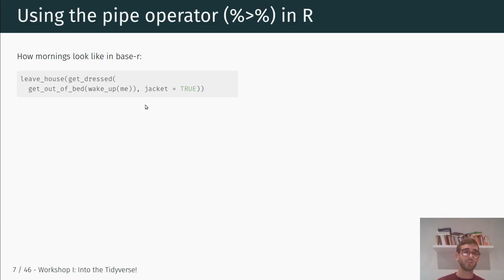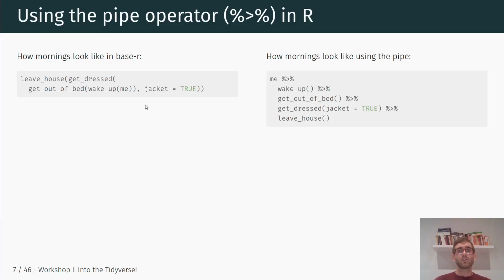So obviously this is a stupid toy example, but it makes very obvious why the pipe operator is so useful. Because this is how mornings look using the pipe. We start with the object that initially we want to transform, or that we want to run some computation with. The next operation is then wake up. Then we get out of bed. Then we get dressed. Here is now the argument jacket equals true. And then we leave the house, right? So it's the same set of operations.